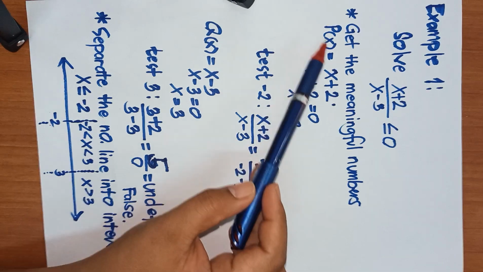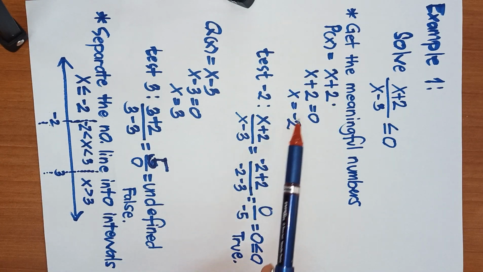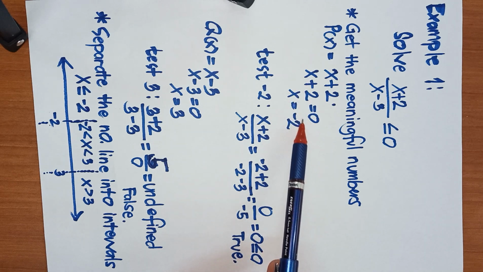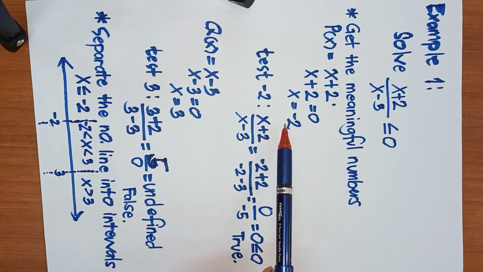So p of x will represent the numerator, which is x + 2. Equate x + 2 to 0. We get x + 2 = 0, therefore the value of x is -2. Negative 2 is our first meaningful number.